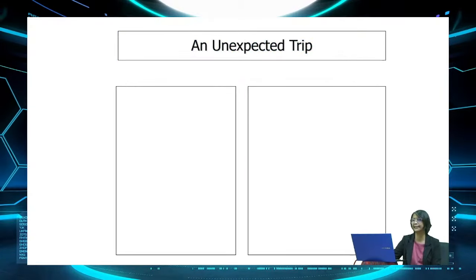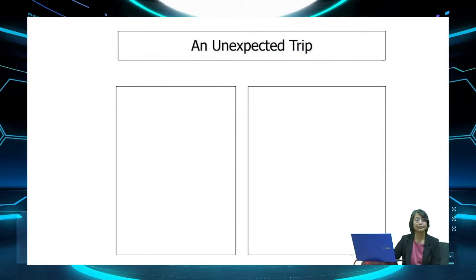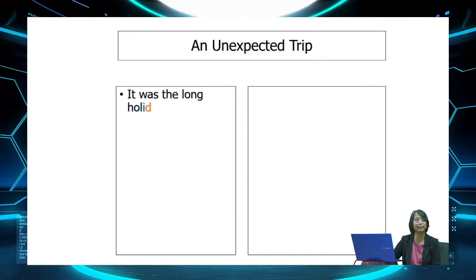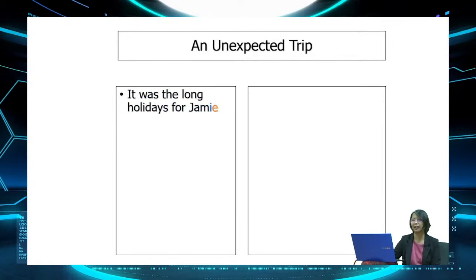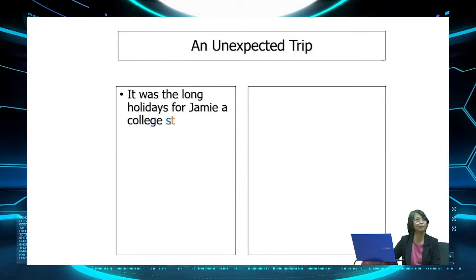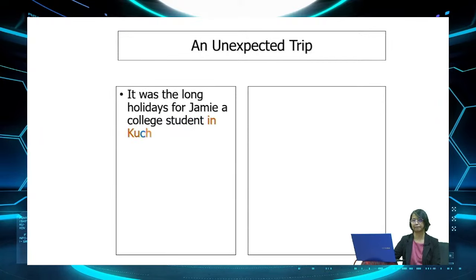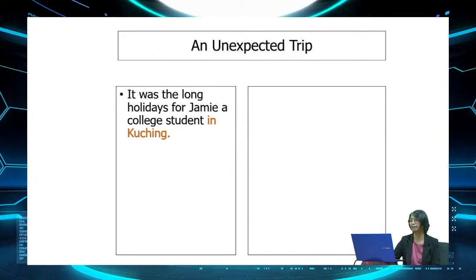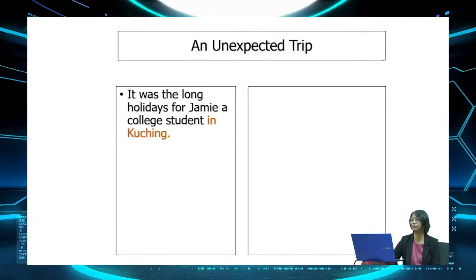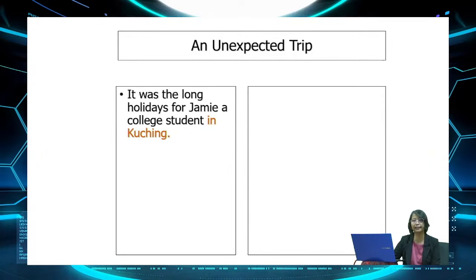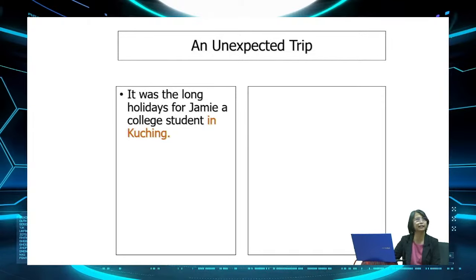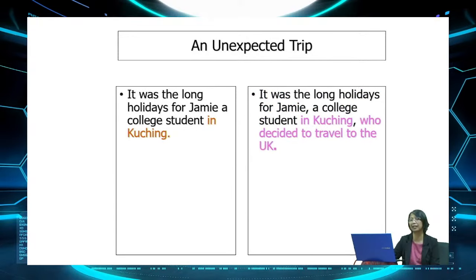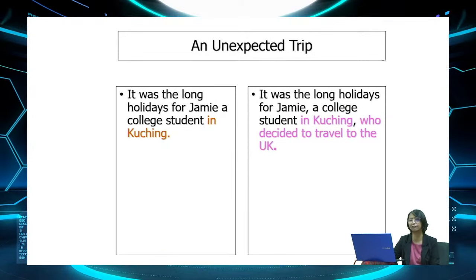So what happens is, give your story a title. Copy down the 10 words given. Do not change the words because that is actually content point number one. So the 10 words is given. It was the long holidays for Jamie, a college student. Usually for most of my students, they will just write in Kuching. So what you can do is, after writing the draft, to make that draft longer.